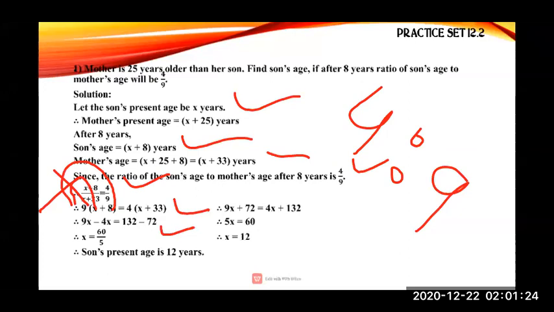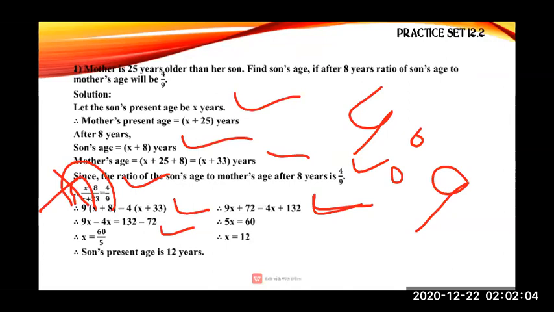9 into x will become 9x plus 9 into 8, 9 8 is 72. You can see over here, equal to 4 into x will become 4x plus 4 into 33, 4 33 is 132. So the equation will be 9x plus 72 equal to 4x plus 132. Now here the next step, we have to take all the variables one side, all the coefficients one side.